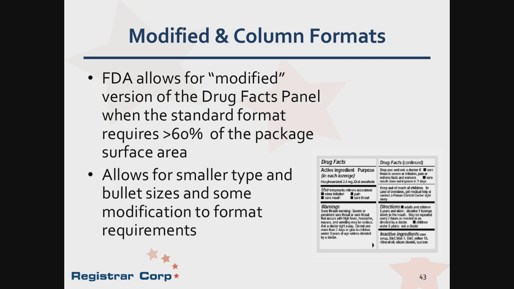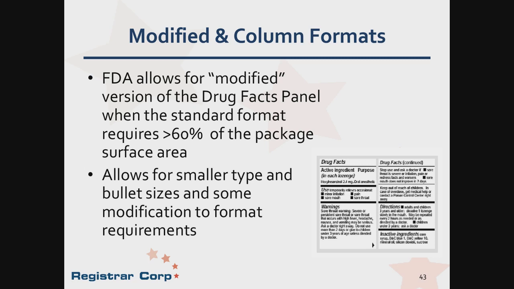Certain packages that are smaller and have lots of drug facts information can run into a space problem. So FDA does allow for modified versions of the drug facts panel when a standard version requires 60% or more of the package surface area. This modified format allows for smaller type and bullet sizes and also some modifications to the format requirements. So you see here an example of that modified format.